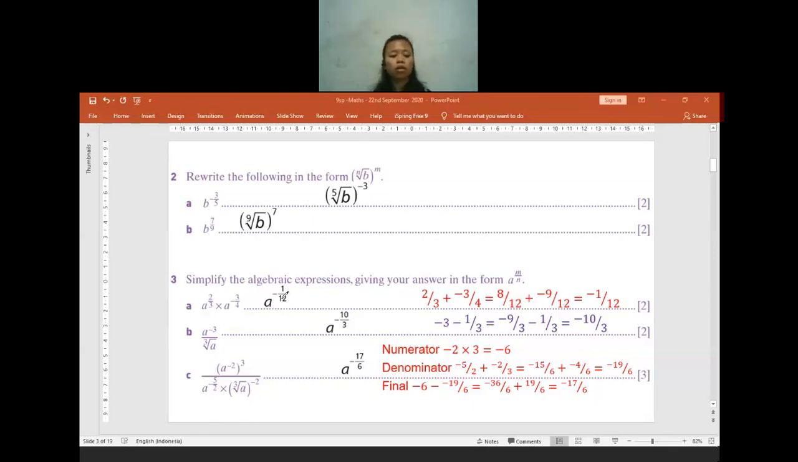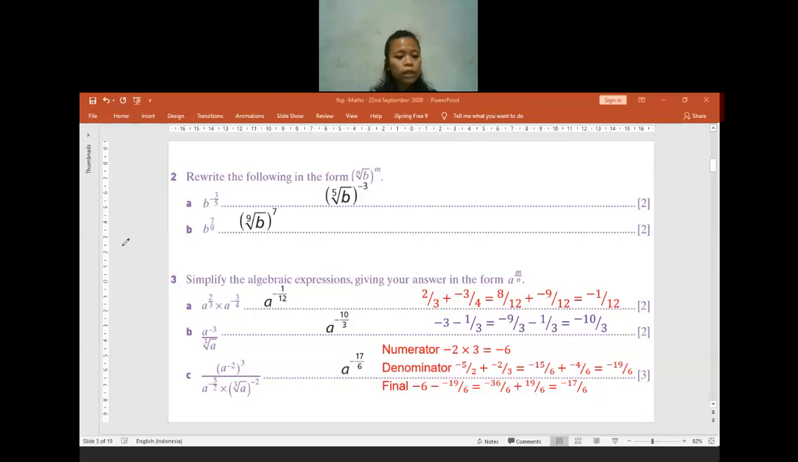Everything's fine? Okay. Clear enough, teacher. Fine. If you're already clear enough, I will move to question B. For question B, you have a to the power of negative 3 divided by cube root of a. Cube root of a means a to the power of 1 per 3.